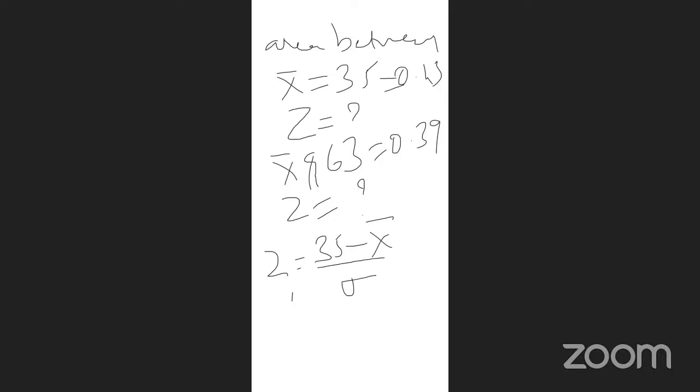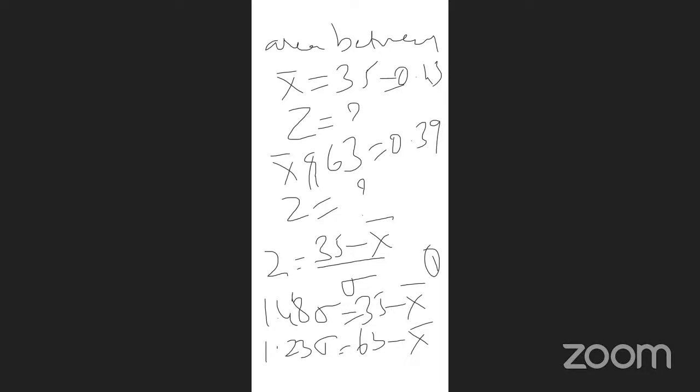By seeing the table, we got the Z value as 1.48. So 1.48 standard deviation is equal to 35 minus X bar. This is the first equation. The second equation is 1.23 standard deviation is equal to 63 minus X bar. This is the second equation. We got two equations like this. Taking these two equations as a base, we have to work out the problem.